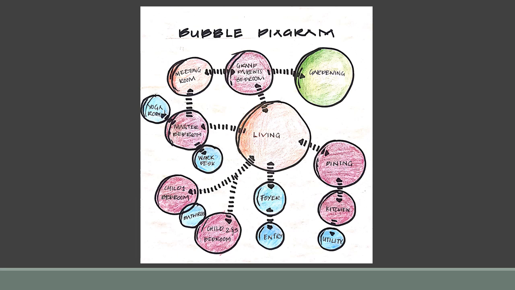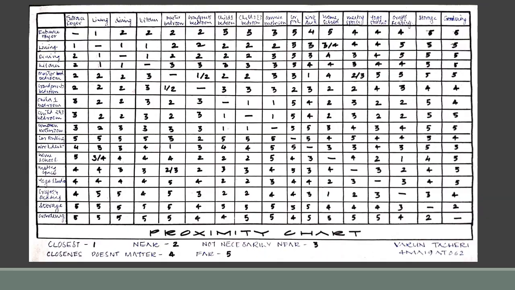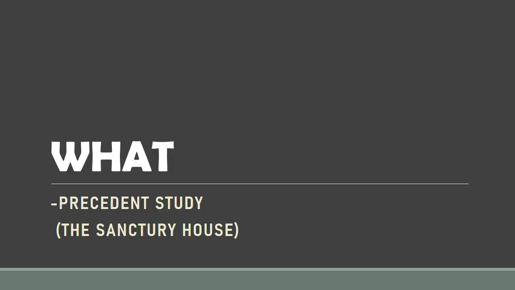This is the bubble diagram, which shows where each room or space will be located and how the circulation will be done through each of them. This is the proximity chart, which shows how far exactly each room will be from each other, with 1 being the closest and 5 being the farthest. The different rooms are put in a table and numbered according to the closeness and farness of each of them.